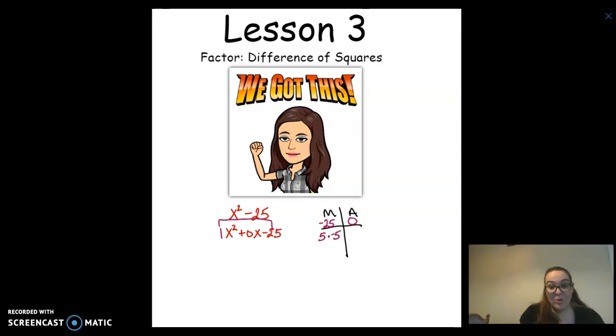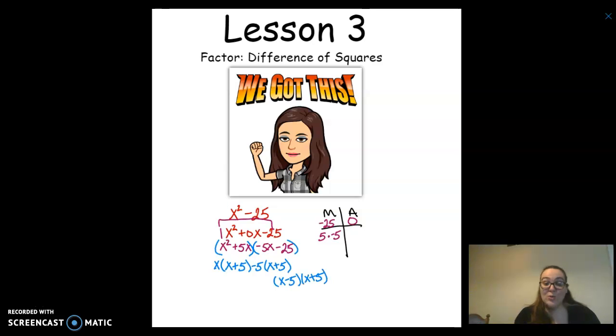Right? Because those are what add to 0, and we would put them in here. So plus 5x minus 25, whatever order you wanted to put them in. We would group them, and we could take out of each group their GCF. And so that now I have this answer, x minus 5 and x plus 5. What I'm going to show you today is a faster way to do that question, where it takes about 20 seconds, and that's about it.